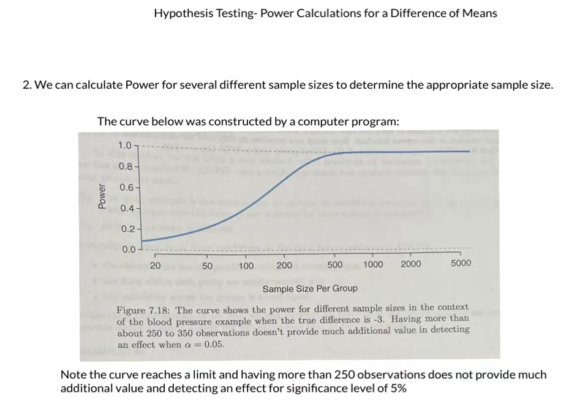You can calculate and plot power for several different sample sizes. And here's one plot. It's even better if you can get a computer program to do this for you. But what is interesting about this plot is at some point, somewhere over here, which is, I guess, a little over 250, you can keep increasing your sample size up to 5,000, but you're already close to 100% power. So there's not a lot of point in doing a sample size greater than, I would say, 300 even.